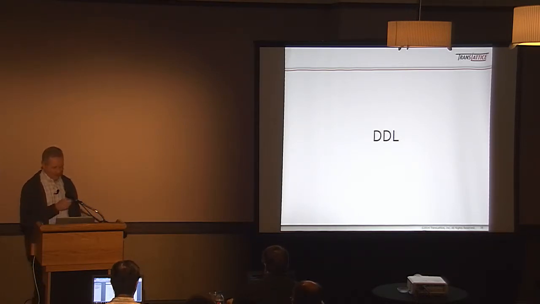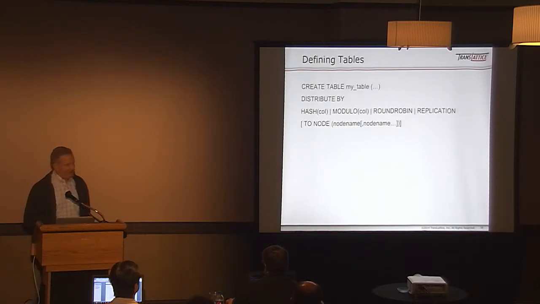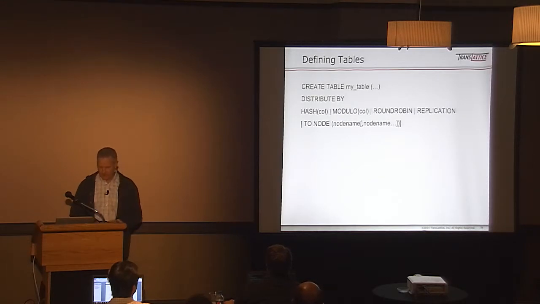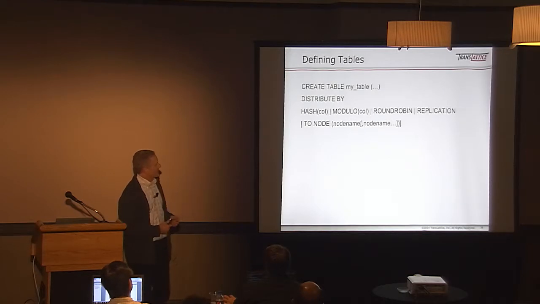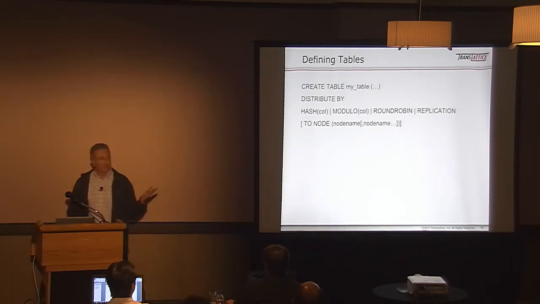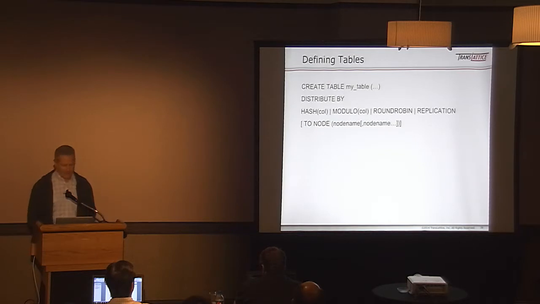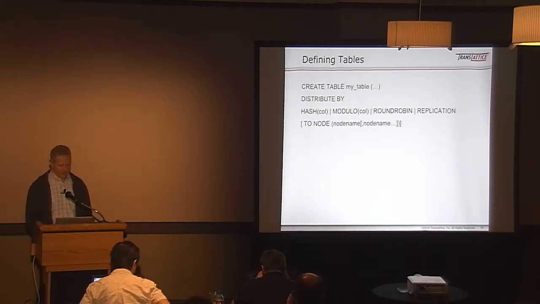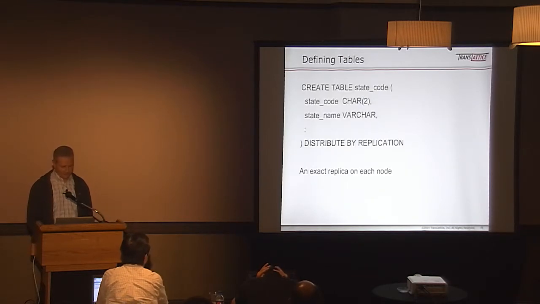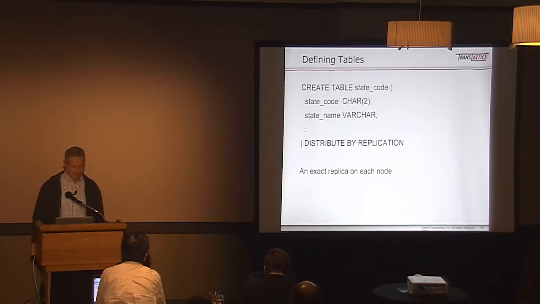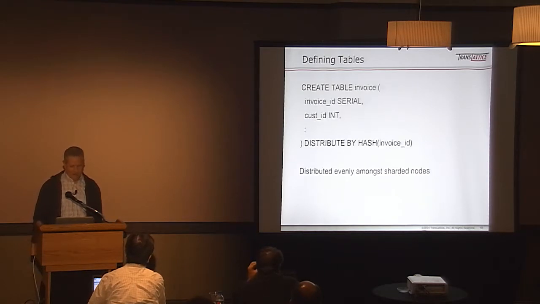Okay. So DDL. Here's how it looks. You're familiar with create table, of course. So we changed it by adding a distribute by clause at the end. You can specify all those different possibilities I mentioned before, hash, modulo, etc., as well as possibly specify a subset of nodes you want the data on. So here's an example. If you wanted to set up a state code table, for example, distribute by replication, put an exact replica on every node.